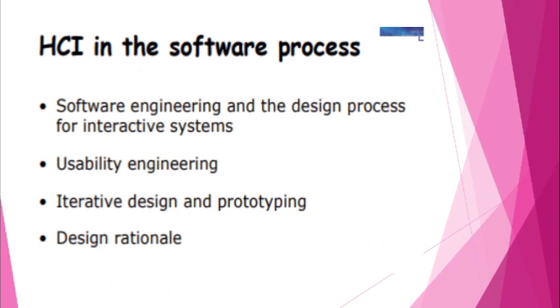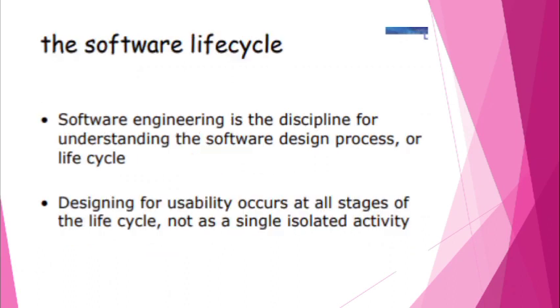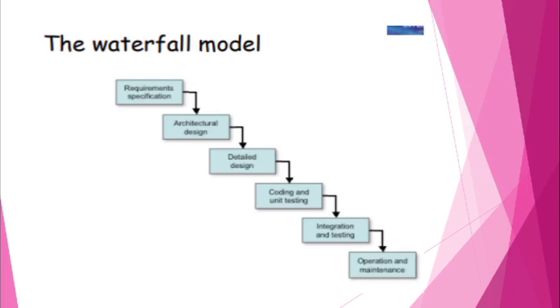So here the software life cycle should also consider the usability engineering, the iterative design and prototyping, and finally the design rationale. So the software life cycle is the discipline for understanding the software design process or life cycle. The designing for usability occurs at all stages of life cycle and not as a single isolated activity. So these are the activities in the life cycle.